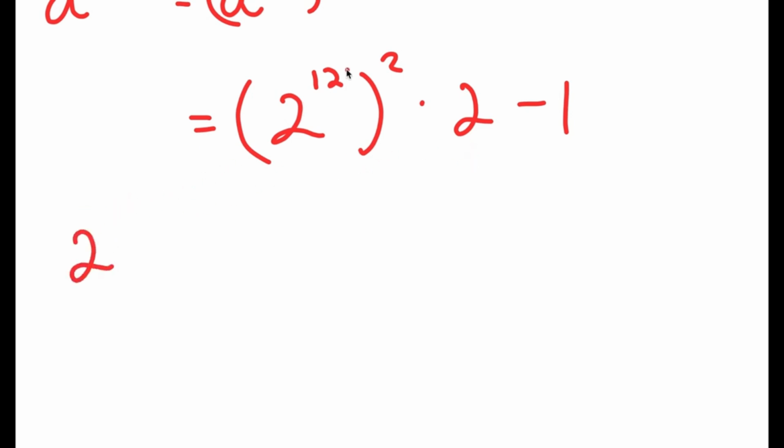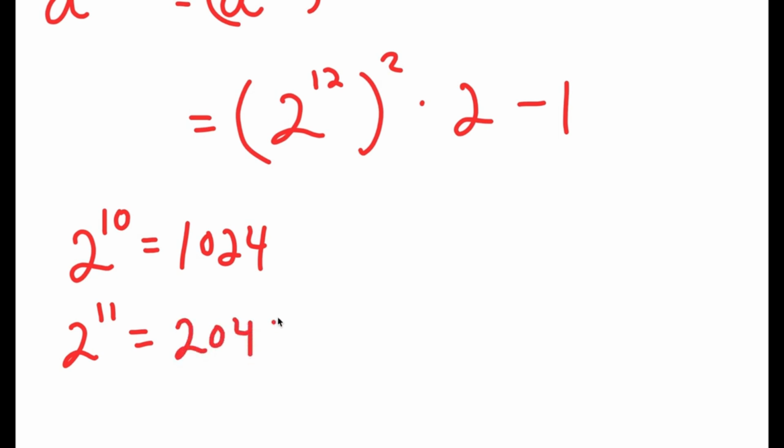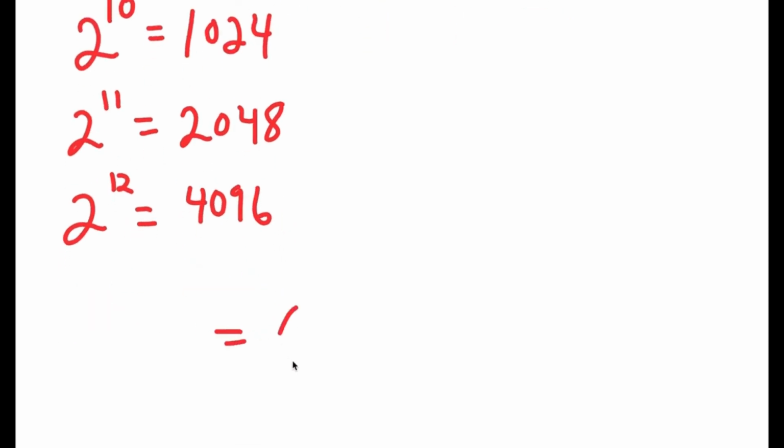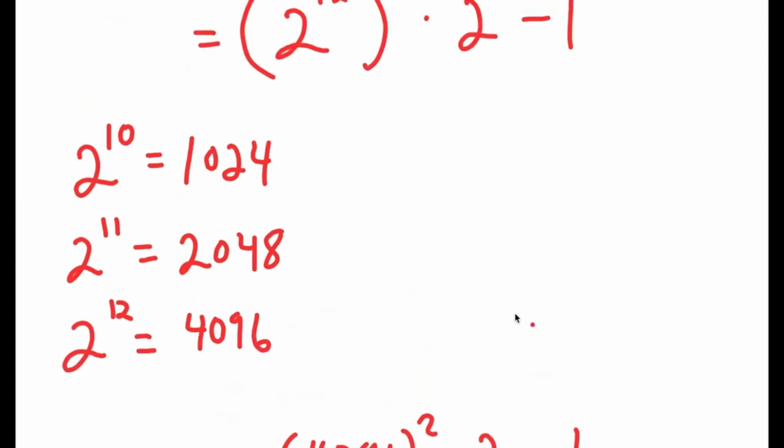If you don't know what 2 to the power of 12 is, well, 2 to the power of 10, you should always remember this as 1024. So 2 to the power of 11 is going to be double of 1024, which is 2048. And 2 to the power of 12, which is the value we're looking for, is going to be double of 2048, which is 4096. So now I get 4096 squared times 2 minus 1.